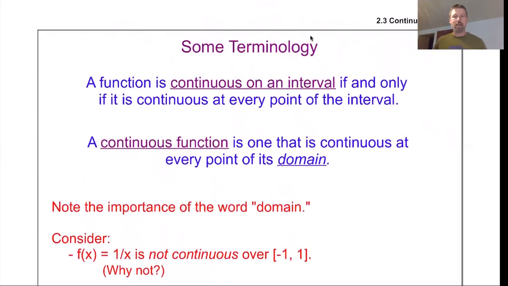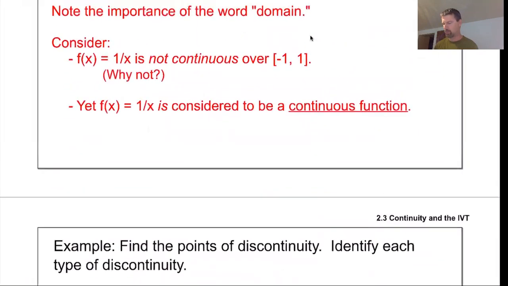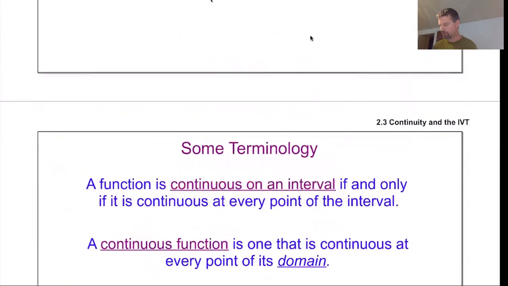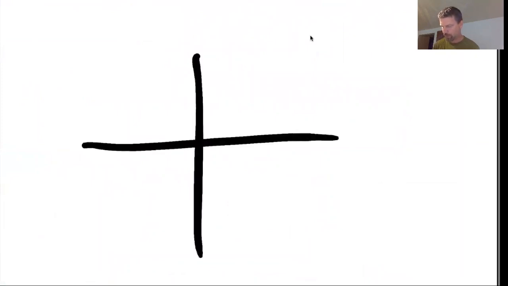Some terminology on continuity. A function is continuous on an interval if and only if it is continuous at every point on the interval, and a continuous function is one that is continuous at every point in its domain. And then it notes the importance of the word domain, and I've got it written down here why, but I think I want to just show it off to the side. All right, so if I sketch the graph of 1 over x, it looks like this.